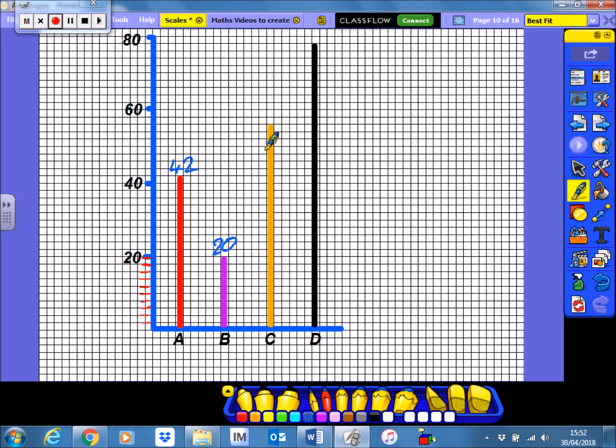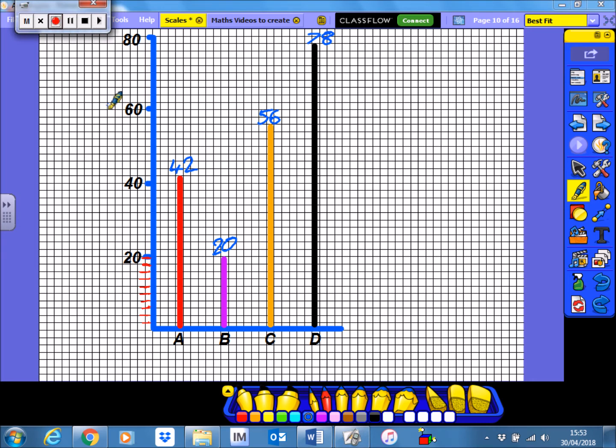Column C, well, we could do this a couple of different ways. We could start at the 40 line and count up, or we could start at the 60 line and count down. I'm going to start at the 60 line because it's nearer. So 60, this would then be 58, this then must be 56. So I'm counting back in 2s when I go down the scale. Lastly then, looking at D, well, it is almost up at the 80 line. Therefore, it's going to be easier just to count backwards. So if that's 80, this is going to be 78.